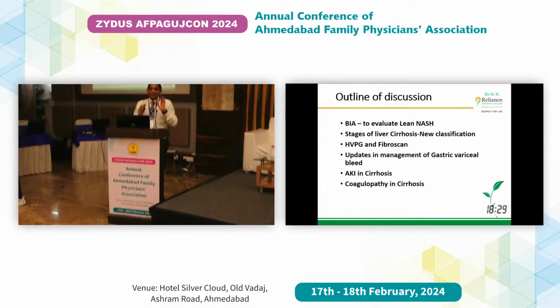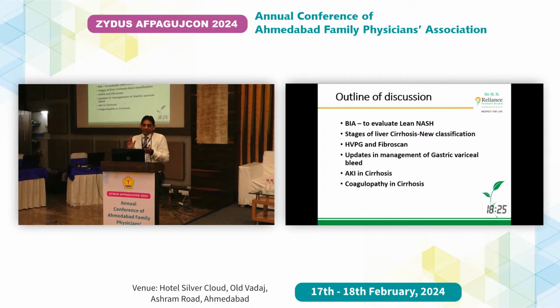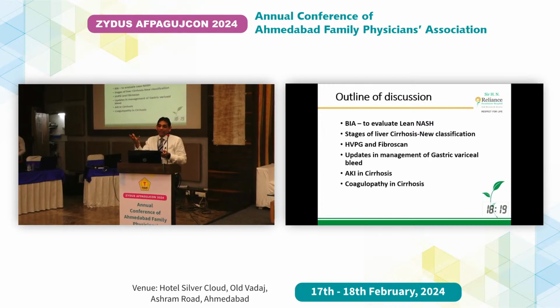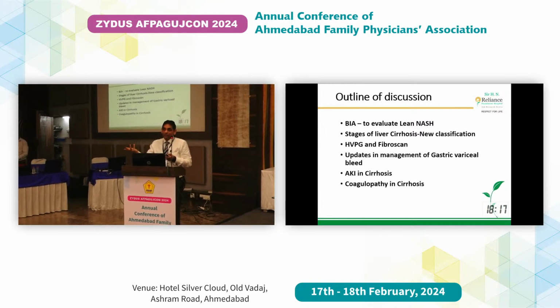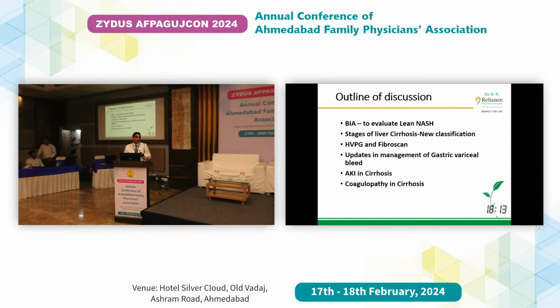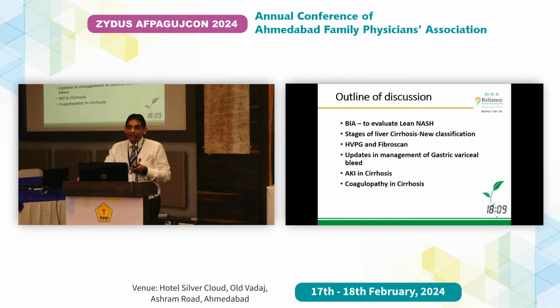So we'll try and cover 6 points basically. We'll speak on BIA. We'll update the different new stages of cirrhosis, a different classification. We'll give an idea of what is HUPG and how we are trying to then use fibroscan/MR elastography. Give you an update on management of gastric varix, because esophageal varix is very simple. You will see run-of-the-mill things there.